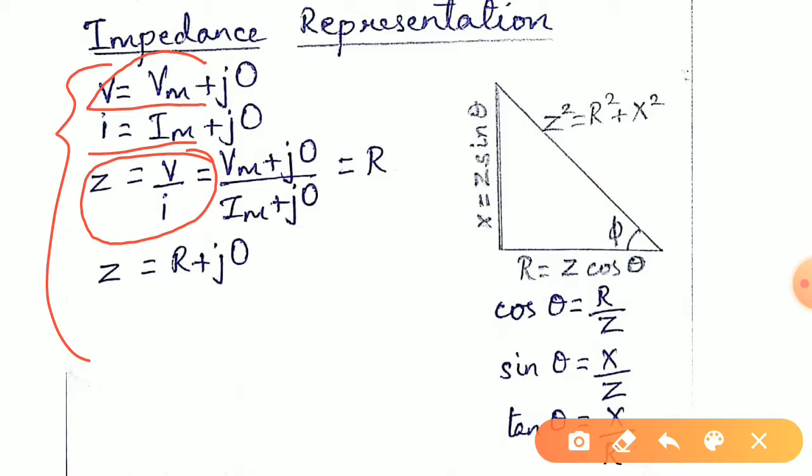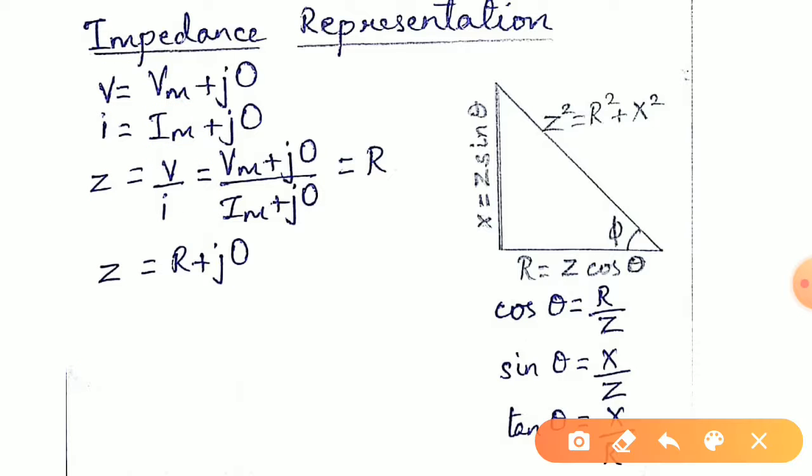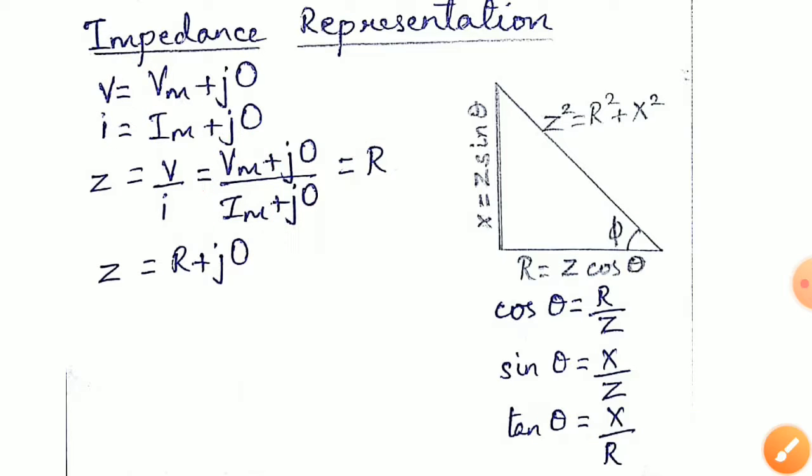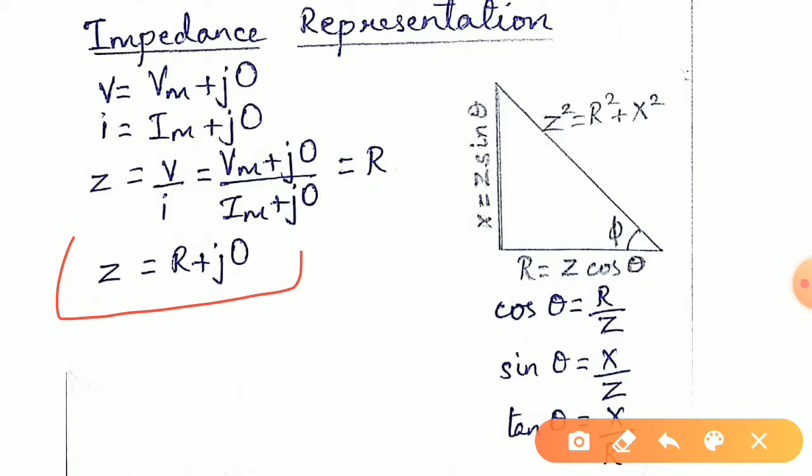Because of the presence of resistor, we have Vm and Im in the circuit. When we substitute V and I values in the Z equation, we get Vm plus j0 upon Im plus j0, which is equal to R. Vm by Im is equal to R according to Ohm's law. Hence, we get Z is equal to R plus j0 for circuits having resistance only.